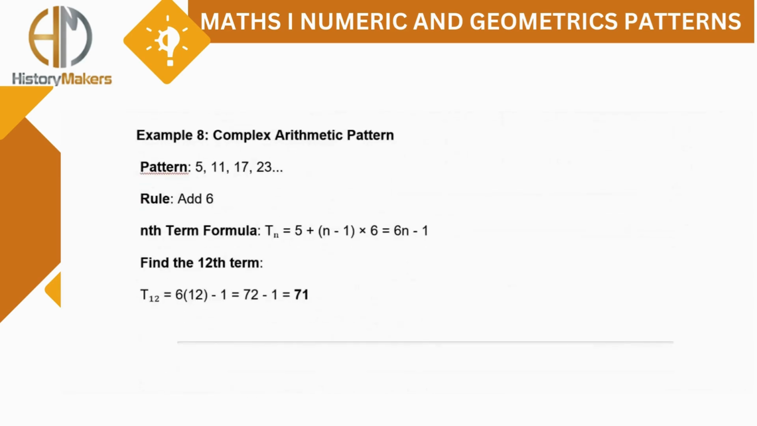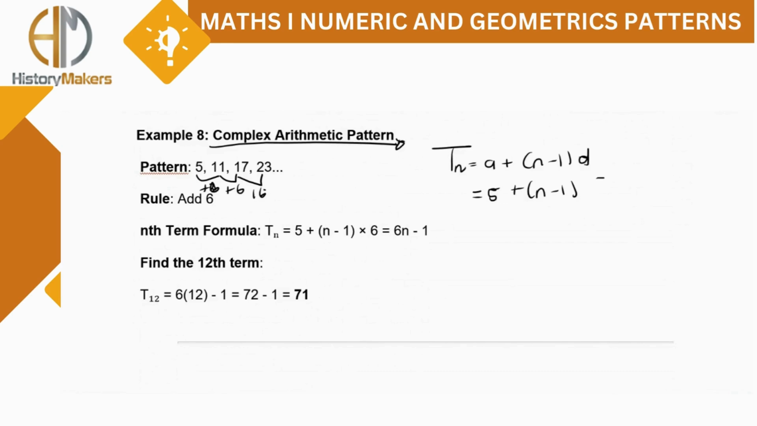Now we are going to complex arithmetic patterns. So they added 6 here. They added 6 here. They added 6 here. Our Tn, remember for arithmetic patterns, is a plus (n minus 1)d. Our a in this case is 5. Our n we don't know, and our d is 6. So ultimately we will have 6n minus 1 as our Tn.